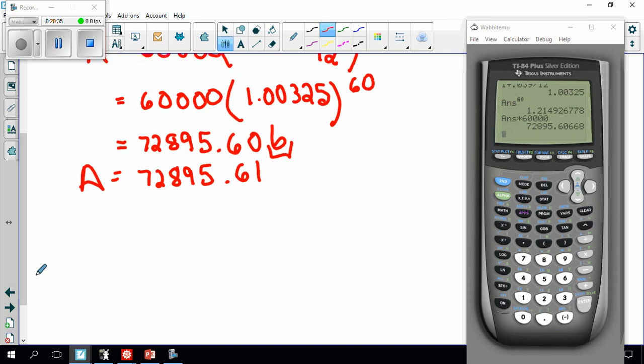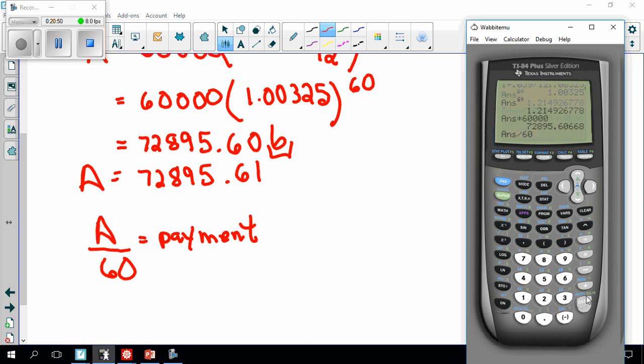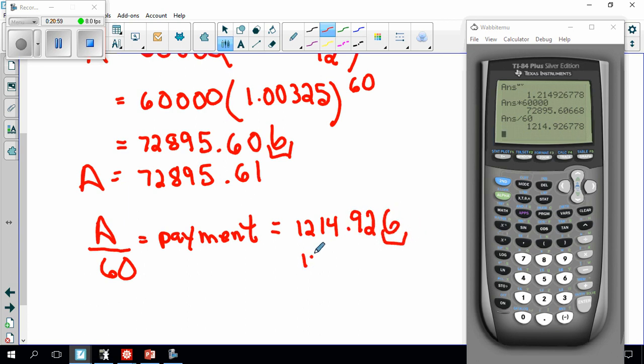Now, divided by, so you take your final amount, divided by 60, and that's going to be my payments. So divided by 60, and I'm going to be paying 1214.92693 per month. And then at the end, you might be off by 21 cents or something like that. Is that my real scenario? No, not my real scenario.